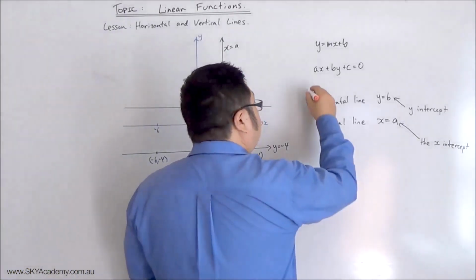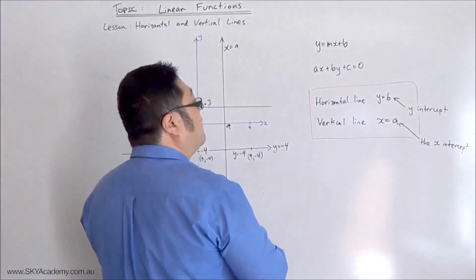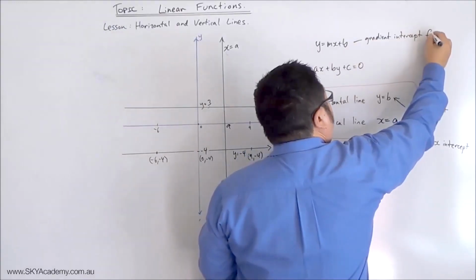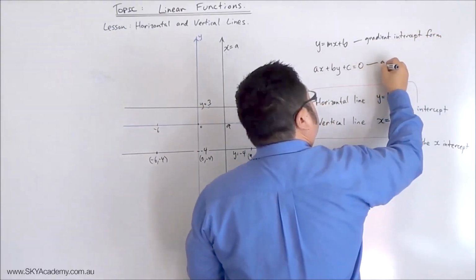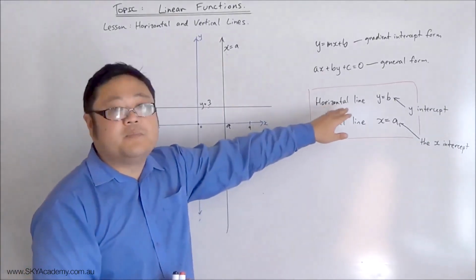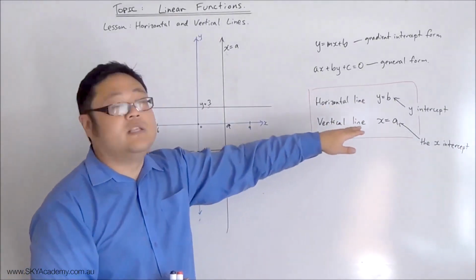So it'll be slightly different from your gradient intercept form or from your general form. Horizontal lines will just be y is equal to b, and vertical lines would be x equals to a.